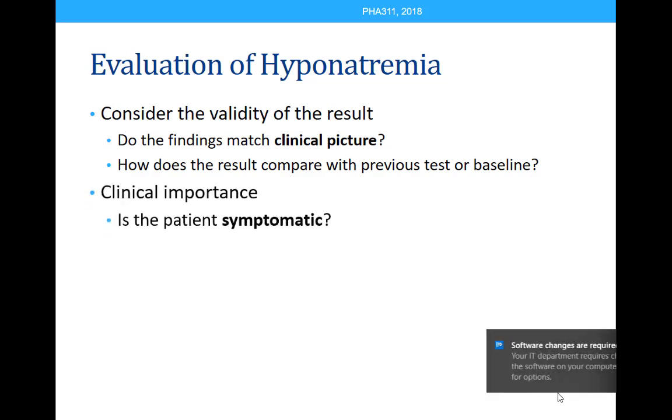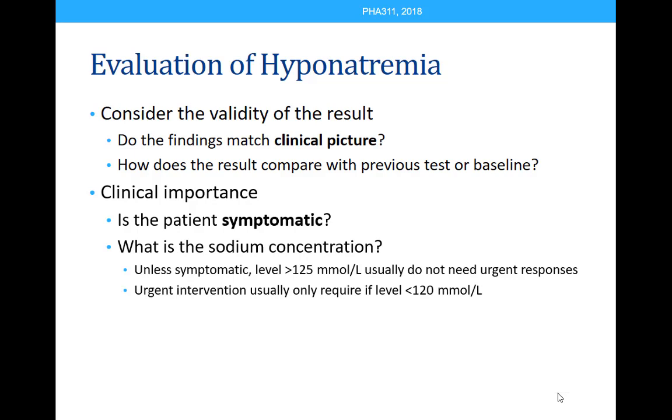Second step, you look at the clinical importance. Is the patient symptomatic? Okay. Then you look at the sodium levels. How low is the sodium? If it is less than 125 millimoles per liter, you don't need to worry that much. You can manage the patient conservatively. If it is less than 120, then you may need urgent intervention if hyponatremia is that severe.